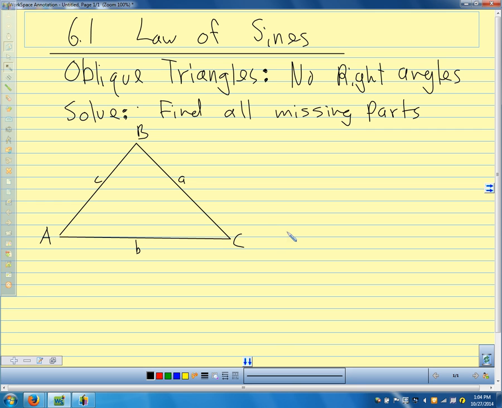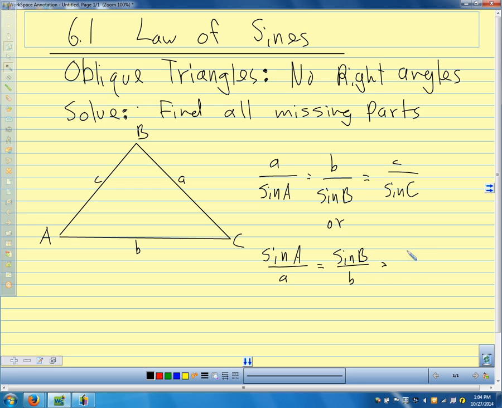When we're talking about law of sines and law of cosines, we want to be in degree mode. With triangles, we're almost always working in degrees. So the law of sines tells us a over sine A equals b over sine B, and that equals small c over sine C. Or we could write it the other way around, using the reciprocals of all of these: sine A over a equals sine B over b equals sine C over c.